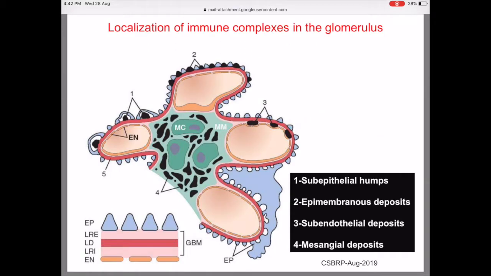Types of localization of immune complexes may vary, and by identifying this pattern, it is possible to identify the pathology. So these patterns include subepithelial humps, which is represented by number 1. That is, the antigen antibody complexes sit below the epithelium or podocytes. And subepimembranous deposits, again they sit along the basement membrane, and subendothelial deposits just below the endothelium, and mesangial deposits, some of the antigen antibody complexes go to the mesangium and reside there.